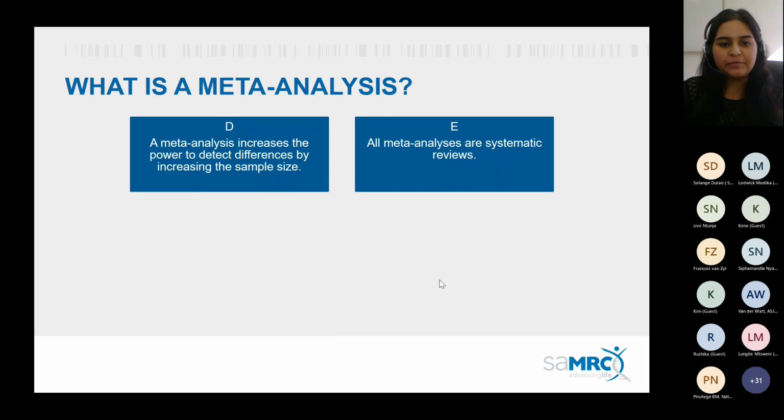We have two more statements, which you can type into the chat whether you think it's true or false. So we have D. A meta-analysis increases the power to detect differences by increasing the sample size. And E, all meta-analyses are systematic reviews. You can type in either D or E or both if you think they're both true into the chat.